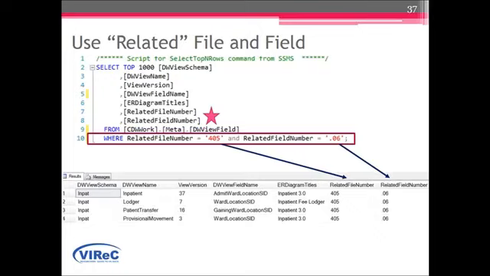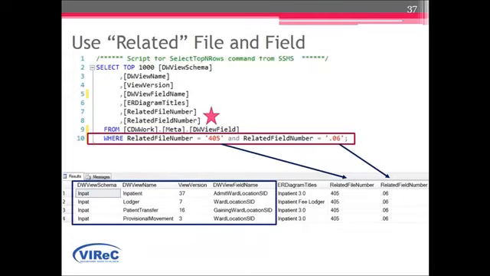So we run this query, and we can see that we find a match, because when we look at the related file number and field number, we see the 405 and the 0.06. And so we found our pointer from VistA, and we can see when we look to the left where it is in the CDW and what it's called.